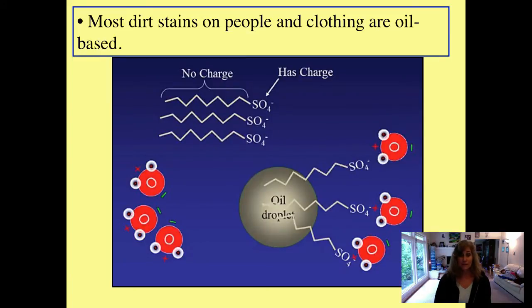So here's another example of soap molecules. Once again, there's the oil droplet. So we have this long fatty part of our soap that dissolves the non-polar molecules, and then that big charged head on it, this happens to be a sulfate group, obviously, right? But you see it has a charge. So the charge is going to grab onto the water.